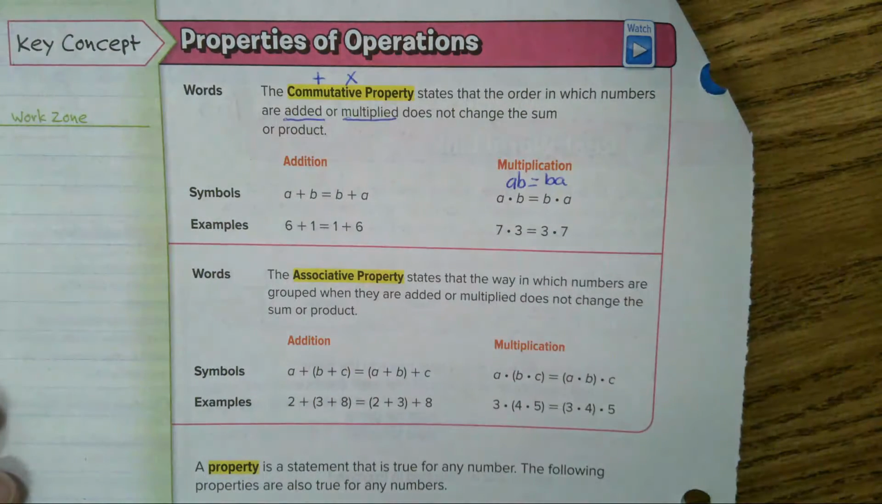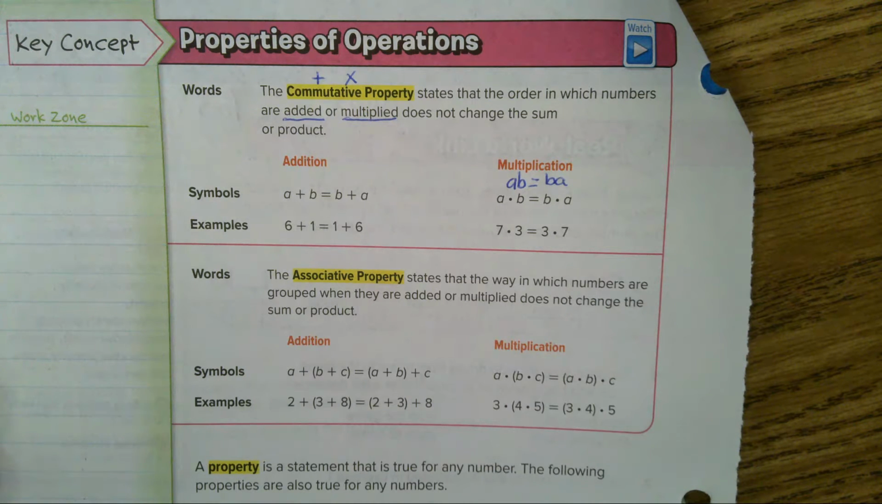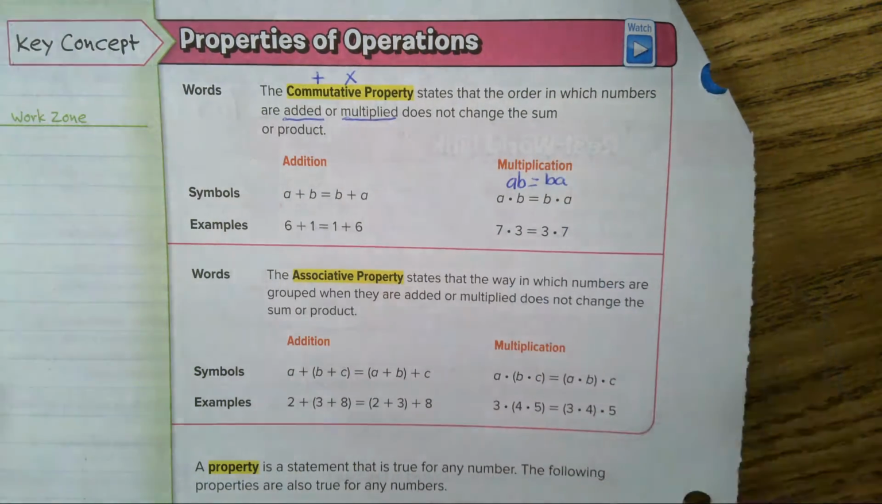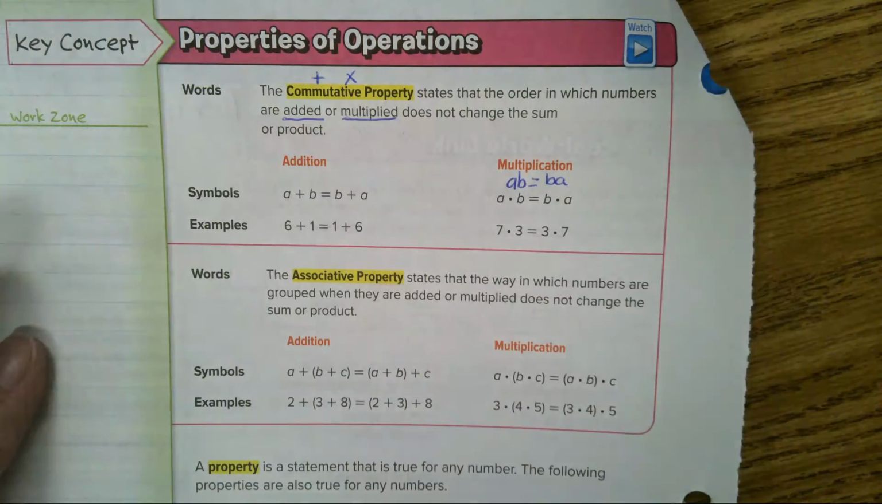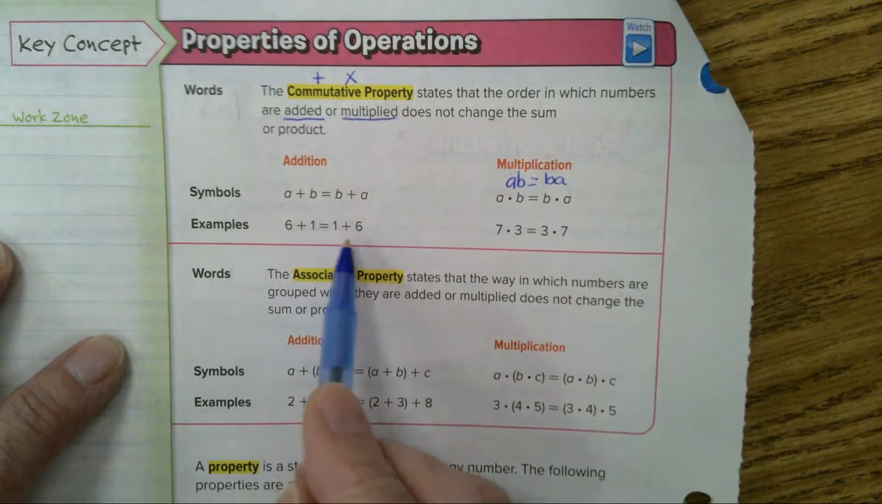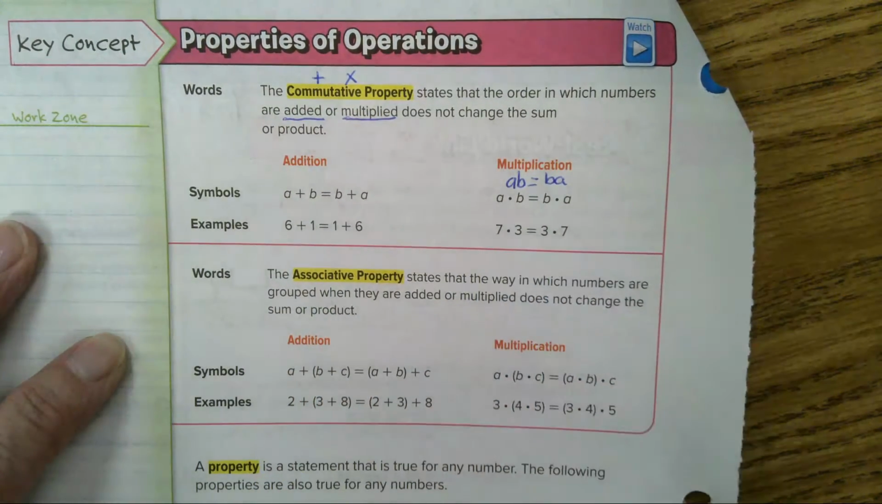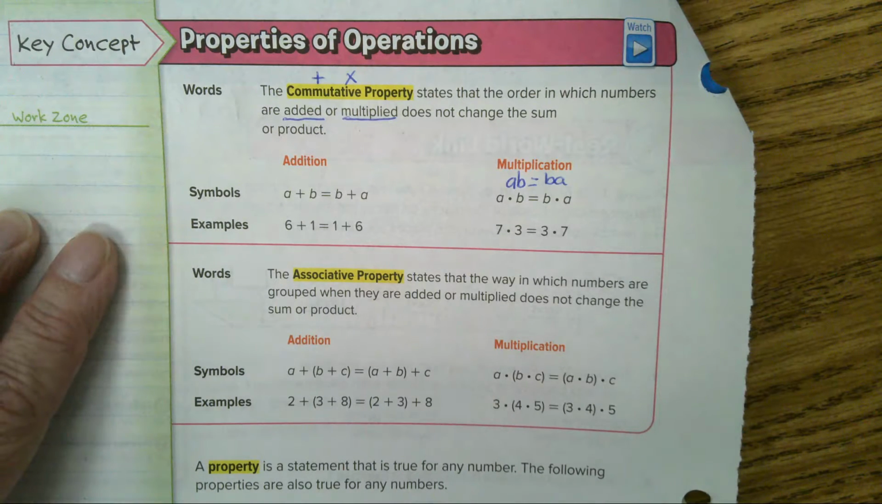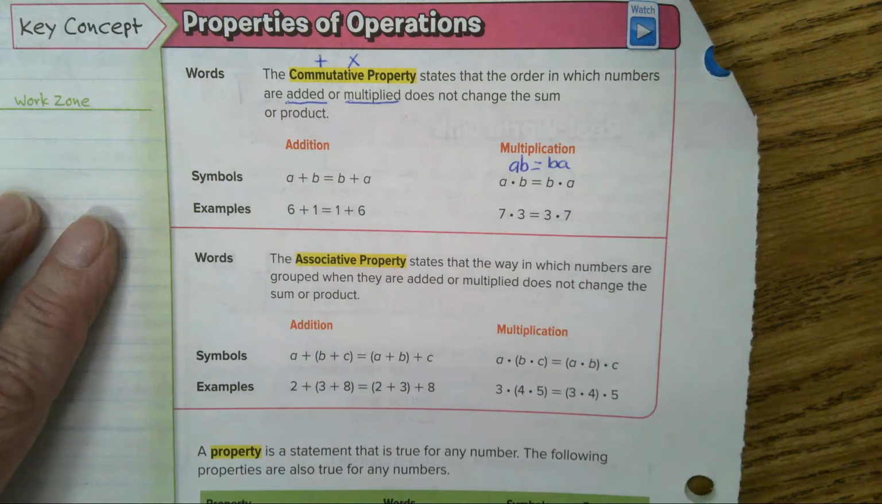That's the commutative property. When you commute, you move. If you commute to work, that means you drive to work. And look, the A and the B switch places. Commute means move, and the variables, or here the numbers, move around. You all know that 6 plus 1 is the same thing as 1 plus 6, and 7 times 3 is the same thing as 3 times 7. That's the commutative property. It's not true for subtraction or division.